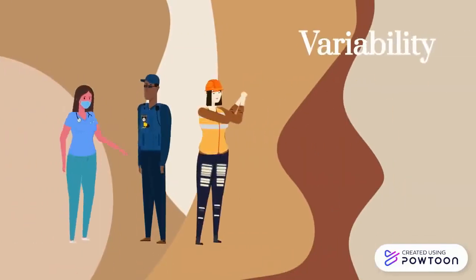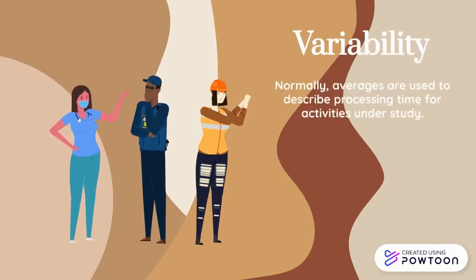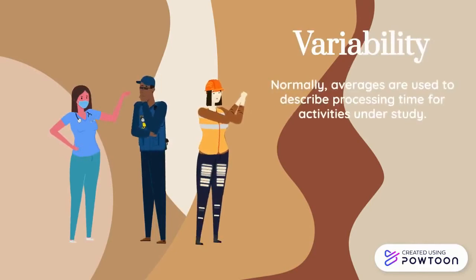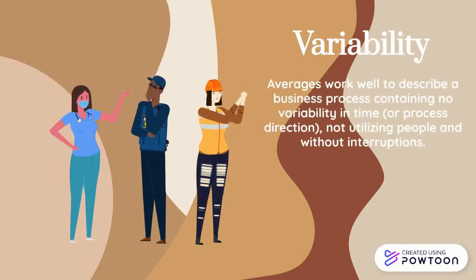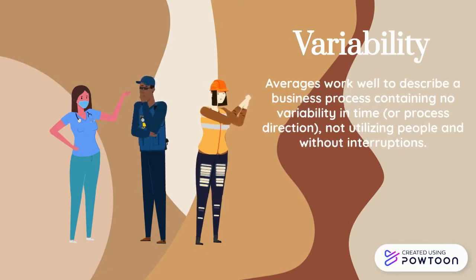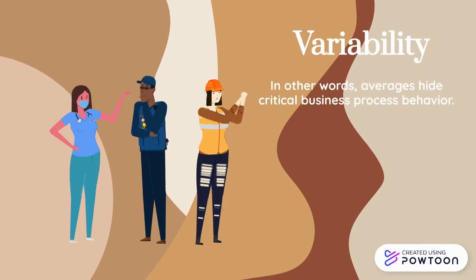Next, variability. Normally, no pun intended, averages are used to describe processing time for activities under study. Averages work well to describe a business process containing no variability in time or process direction, no utilizing people, and without interruption. In other words, averages hide critical business process behavior.